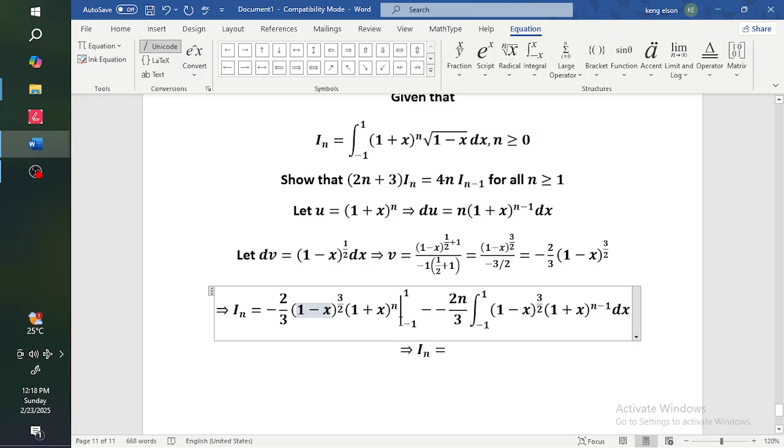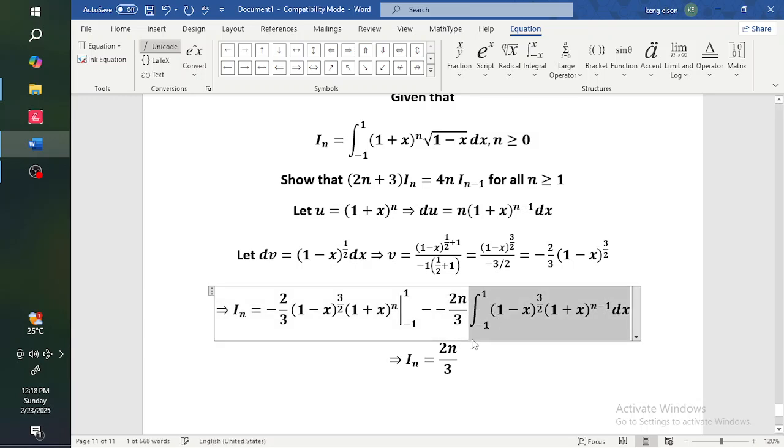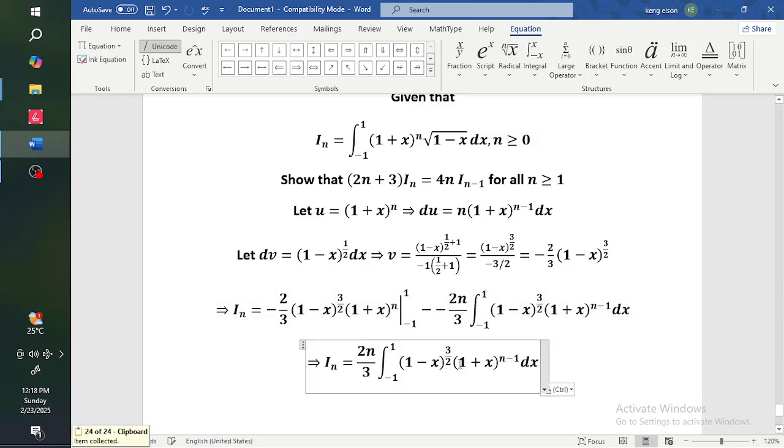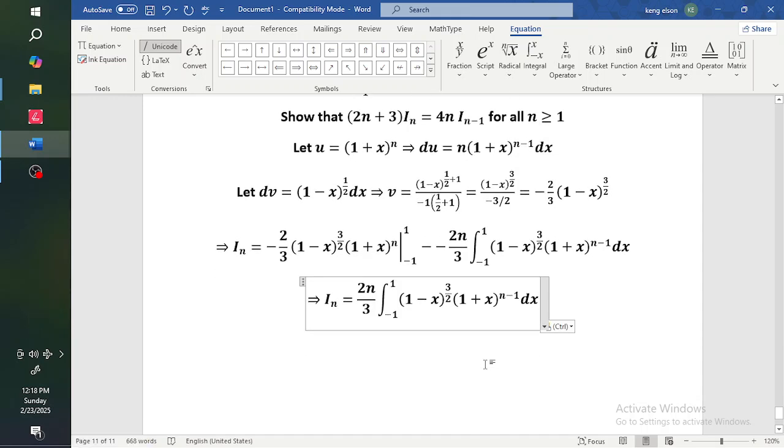Now let's fit the lower bound. If you fit negative 1, you're going to have 2 here and you're going to have 0 here. So you have 0. So everything becomes minus minus is plus. So you just have 2n over 3 times the integral from minus 1 to 1 of everything. Now, this is time for simplification.